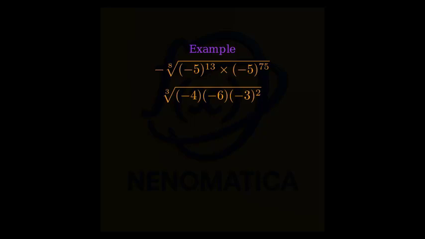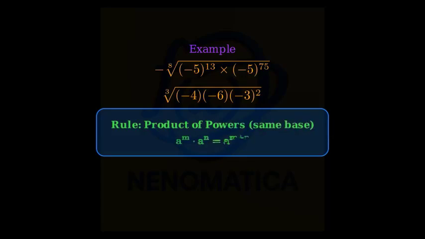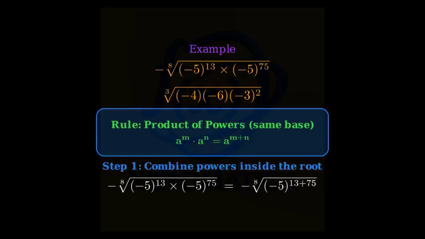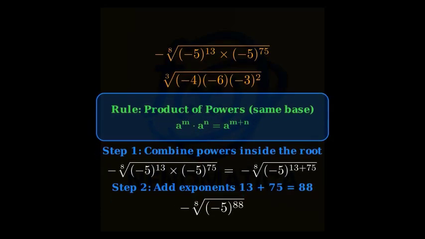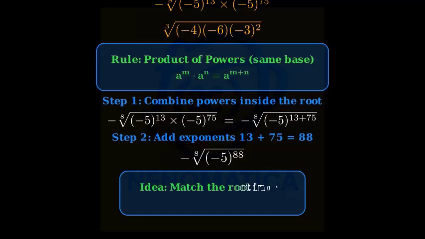Part A. We begin inside the radical by using the product of powers with the same base. That rule says a to the m times a to the n equals a to the m plus n. Combine the exponents 13 and 75. Step 2. Add the exponents to get 88. Step 3. To extract an 8th root cleanly, rewrite 88 as 8 times 11.